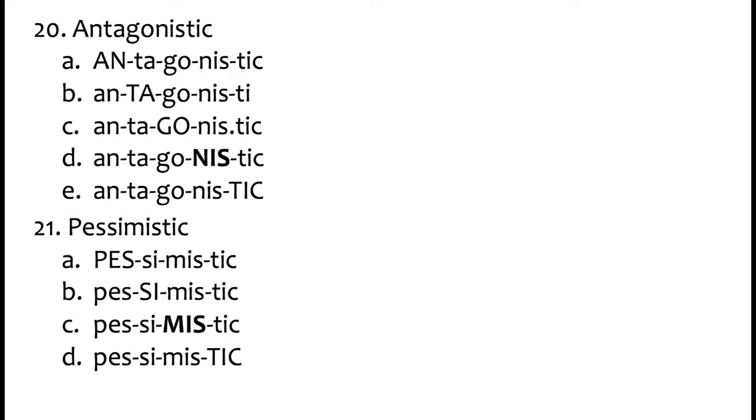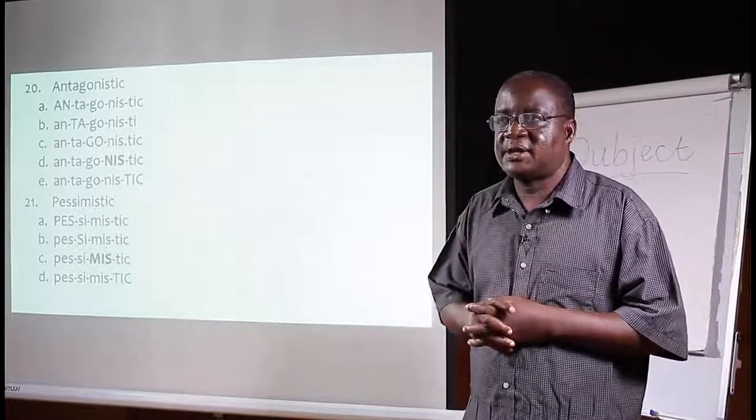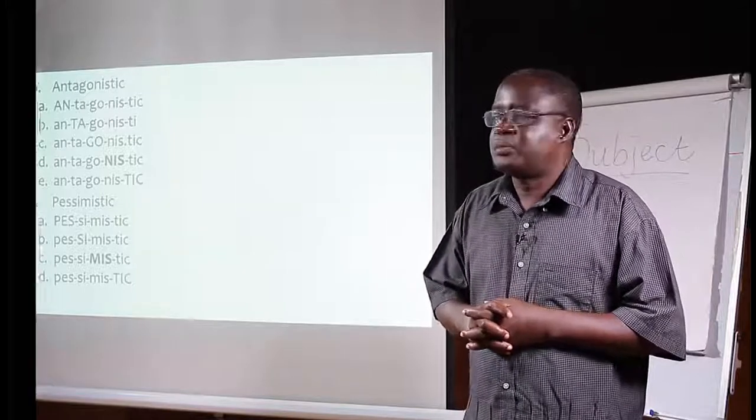21. Pessimistic. Pessimistic. Here we have 4 syllables: pes, si, mis, tick. Option C, where mis is highlighted, is the place that receives greater prominence.